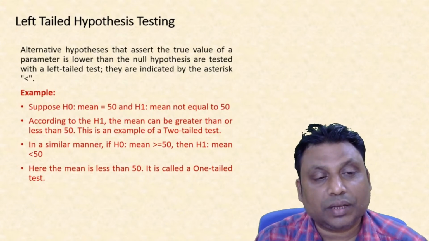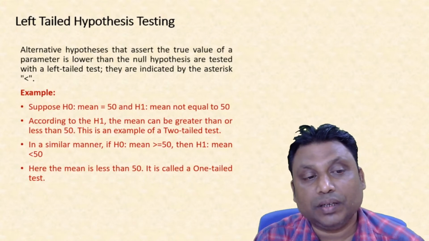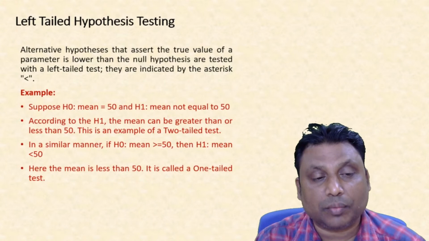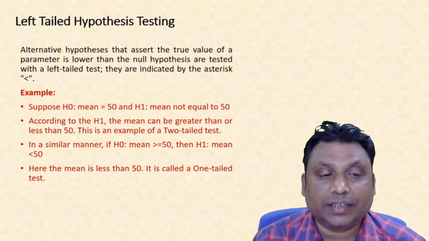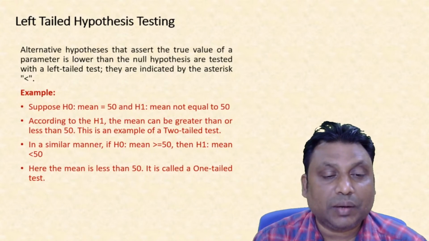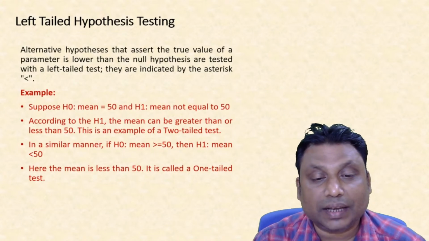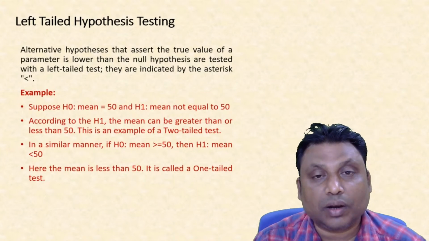Example: suppose H0 is mean equal to 50 and H1 is mean not equal to 50. According to the rules of hypothesis, in H1 the mean can be greater than or less than 50. This is an example of a two tail test. In a similar manner, if H0 is mean greater than or equal to 50, then H1 is mean less than 50. Here the mean less than 50 is called the one tail test.